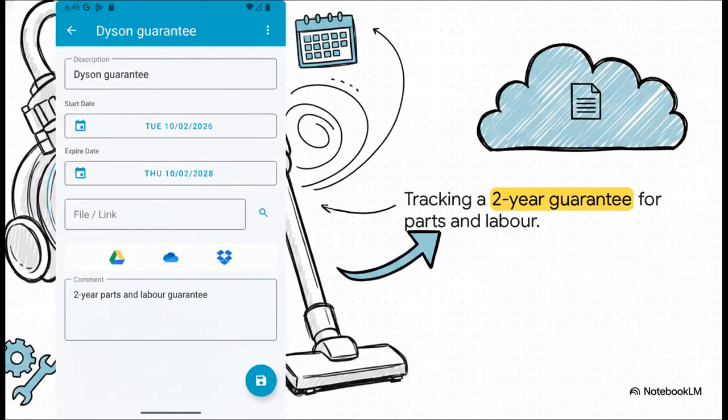And honestly, the absolute best part? With just a single tap from that item's profile, your warranties are instantly front and center. Like with this Dyson, you can clearly see it has a 2-year parts and labor guarantee, and it logs the exact start and expiration dates. There's no more guessing if a broken appliance is still covered. Plus, thanks to the cloud integration, you can literally link the actual digital warranty document straight from your cloud storage right to this specific profile.